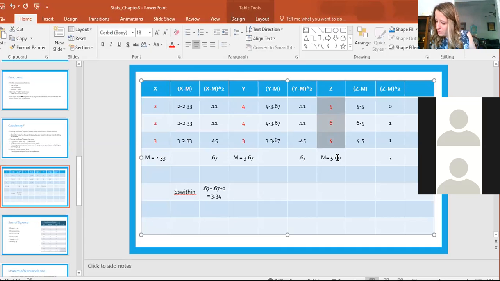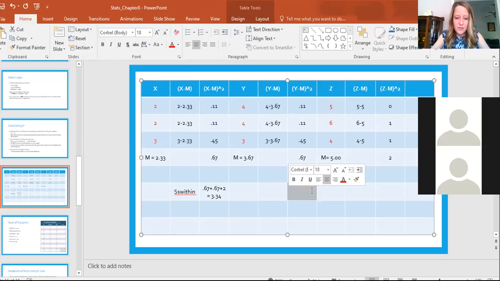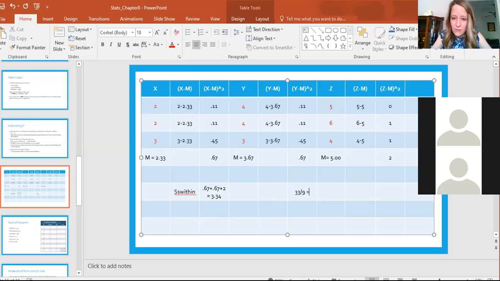So that should be, does anyone have it? 3, 4, 4, 3, 5, 6. Oh, 5, 6, 4. I'm double checking myself. 33 divided by 9. So if I add all of those up, I get a total of 33, and then I divide by my total sample size of 9, which will give me a grand mean of 3.67.